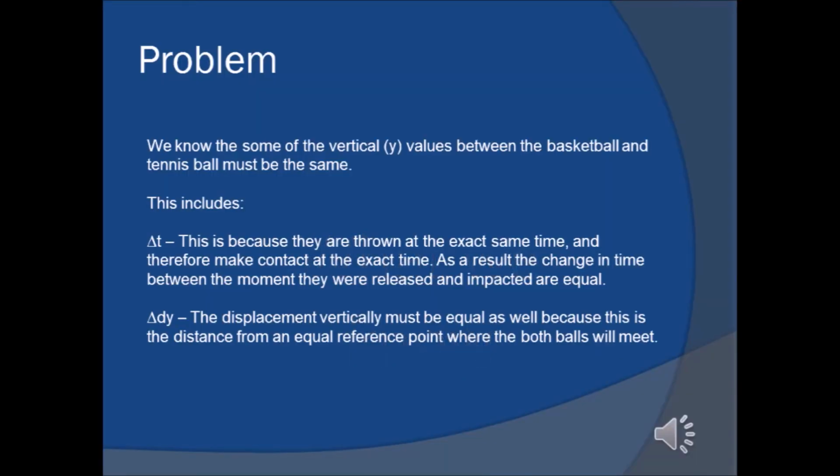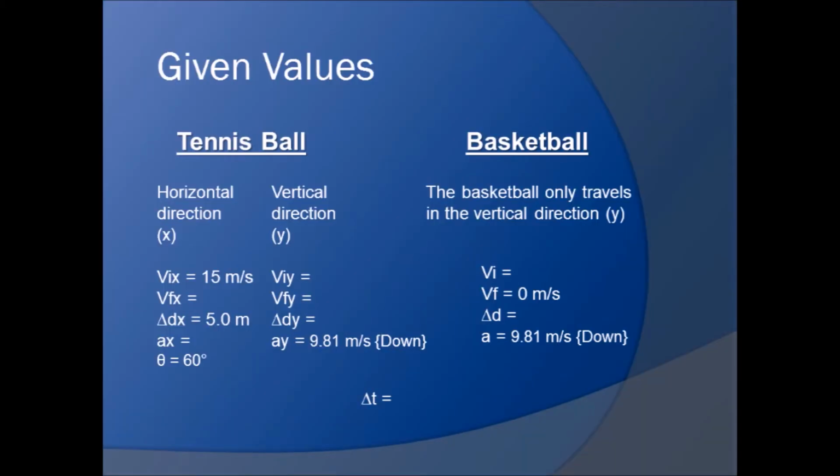We know some of the vertical or y values between the basketball and tennis ball must be the same, one of them being time. This is because they are thrown at the exact same time and therefore make contact at the same time. As a result, the change in time between the moment they were released and impacted are equal. Also, the displacement vertically must be equal because this is the distance from an equal reference point where both balls will meet.